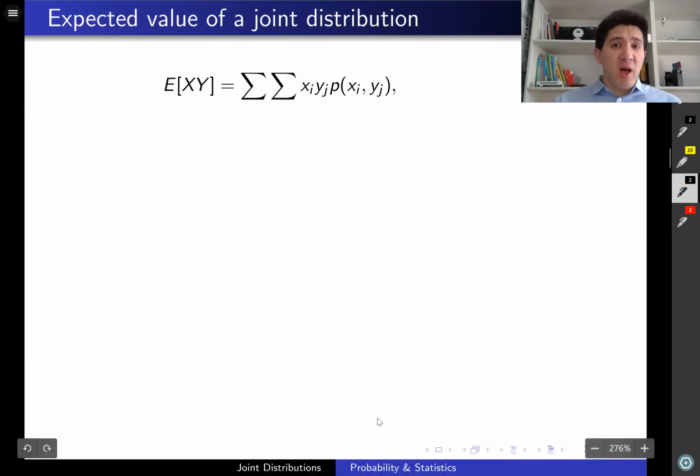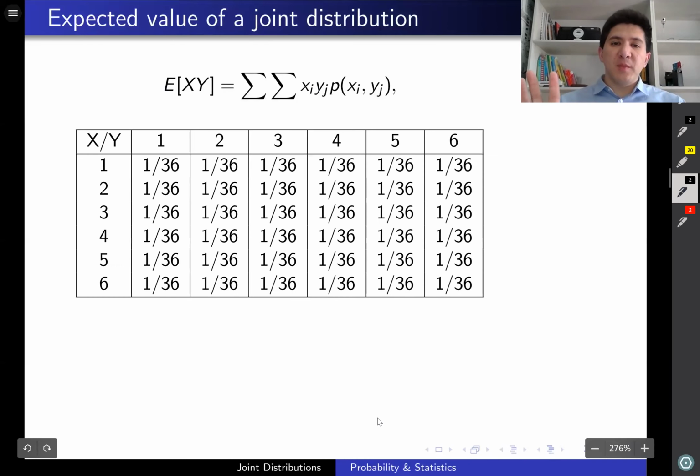The expected value in the joint distribution case is going to be very similar to what we did before. The expected value of X multiplied by Y is going to be the sum over all values of X, multiplied by all different values of Y, multiplied by the joint probability function, right? Let's consider an example. This is our table from the previous example. What I would like to find is the expected value of X multiplied by Y.